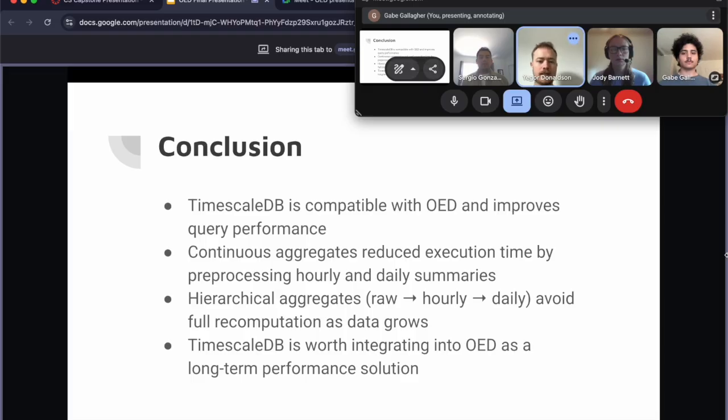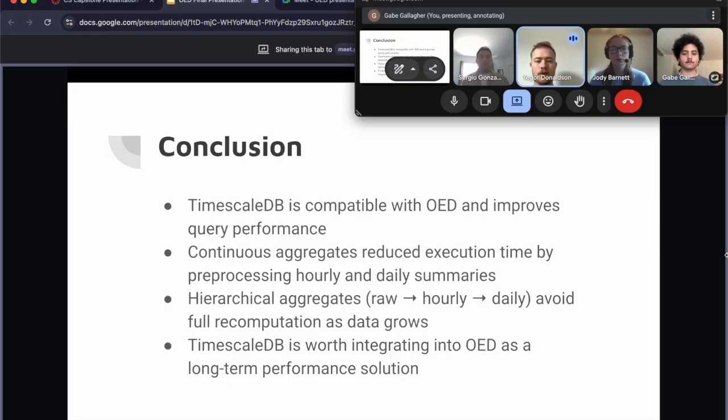Bringing it all together, TimescaleDB is compatible with OED, and it does meaningfully improve performance. The continuous aggregates were the standout feature. Instead of OED recomputing everything from scratch every time, the hierarchical structure means only new data gets processed. That scales well as the dataset grows, which is exactly the problem OED is facing. There were challenges. The code base is complex, and TimescaleDB isn't a silver bullet for schema design issues, but the performance metrics were promising enough that we're confident this is worth pursuing.